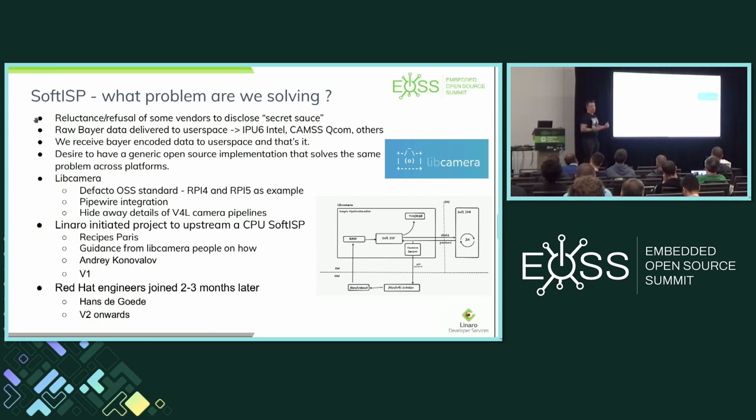Examples of where we need to use a soft ISP: IPU6 for Intel, CAMSS for Qualcomm SoCs. The BeagleBone Play is another example. I think all of that class of TI SoC requires it, not all actually. There's a BeagleBone Play, and then there's another BeagleBone on their website, and one has an ISP and the other doesn't.